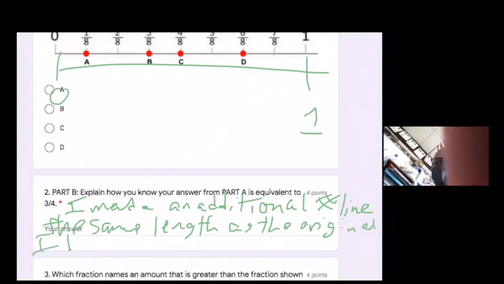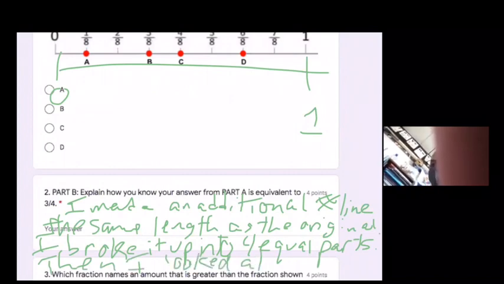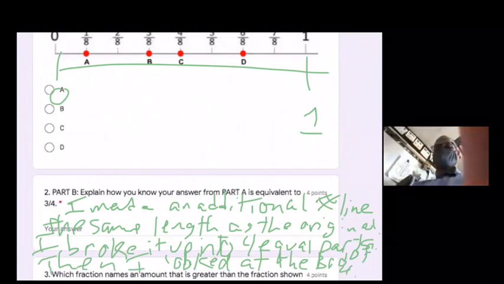I broke it up into 4 equal parts, period. Then I looked at the third of 4. Okay, so that's how you could explain it. Does that sound good? Okay, all right.